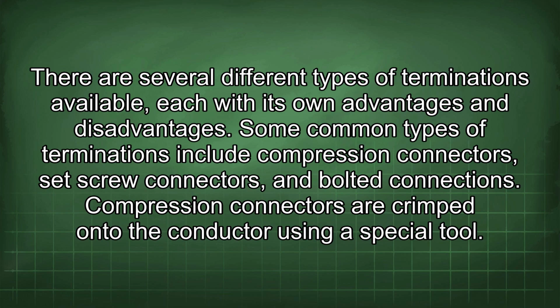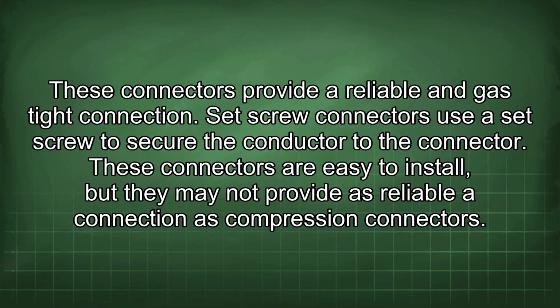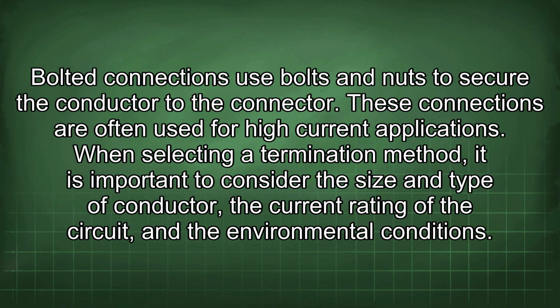Compression connectors are crimped onto the conductor using a special tool. These connectors provide a reliable and gas-tight connection. Set screw connectors use a set screw to secure the conductor to the connector. These connectors are easy to install, but they may not provide as reliable a connection as compression connectors. Bolted connections use bolts and nuts to secure the conductor to the connector. These connections are often used for high current applications.